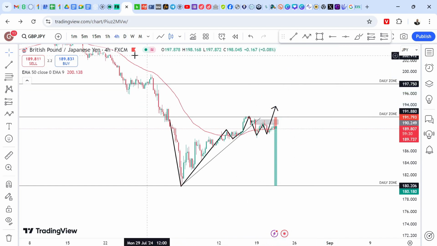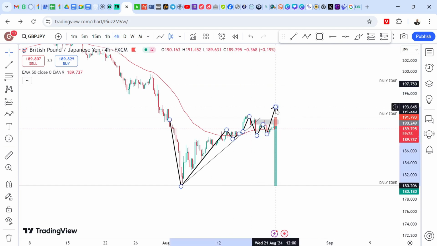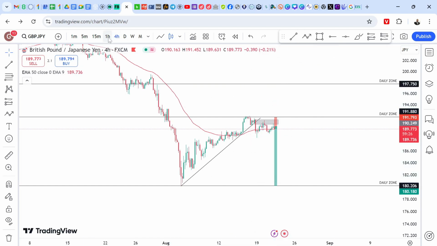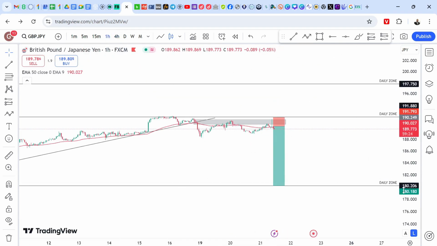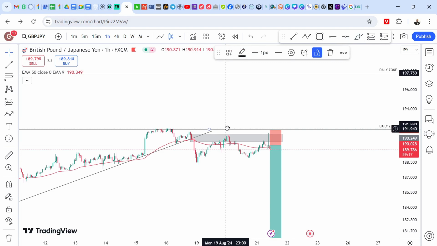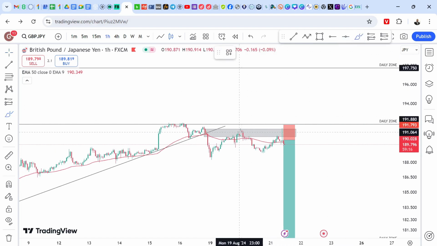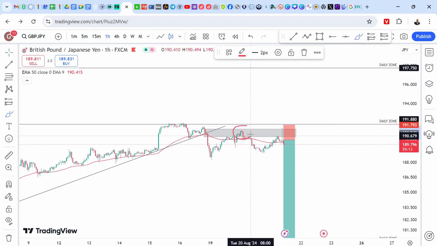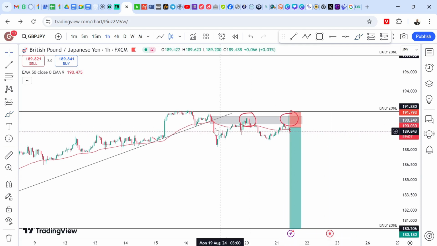Okay, let me take out this. Now, let's go to the 1 hour time frame. On the 1 hour time frame, boom, what did I see? Price failed to break above this level of support. Now, the moment price got here, what happened? There was a weak rejection. That is the reason why I was able to take a sell on GJ.